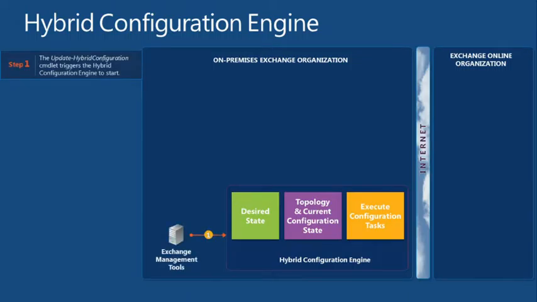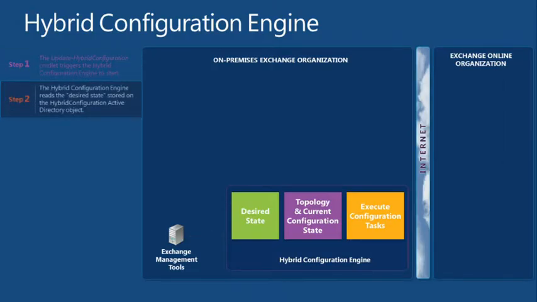So the first part is that we read the hybrid configuration object. The questions that you answered in the wizard are recorded on the hybrid configuration object using Set-HybridConfiguration. So that's your desired state. That's how you would like hybrid configured. It contains things like, I want FreeBusy on. This is where I want email to be sent from Exchange Online and such. So we read that desired state.